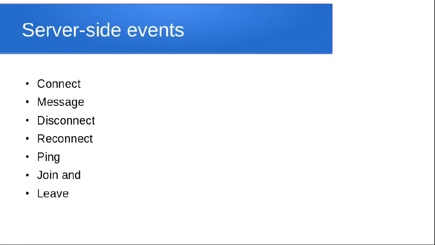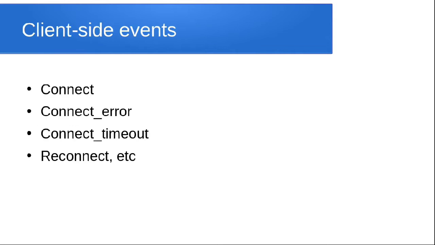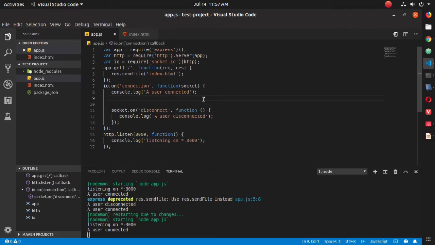Now we'll switch to client side events. In the client side events you can see connect, as in the server side events. In the client side events you can also find connect error, which will give the error message on the server side as well as the client side. In the hello world example we used the connection and disconnection events to log when a user connected and left. Now we will be using the message event to pass a message from the server to the client.